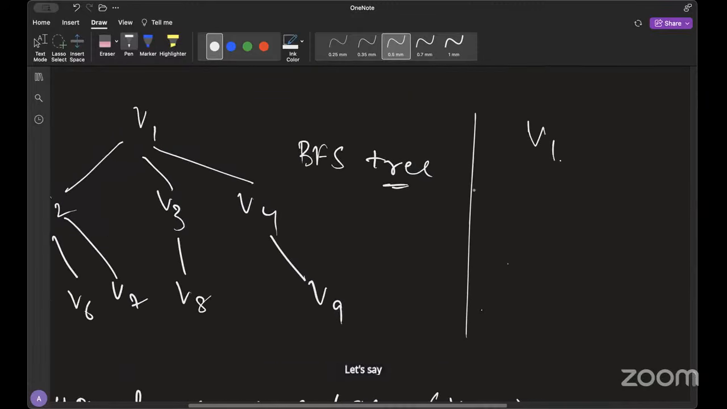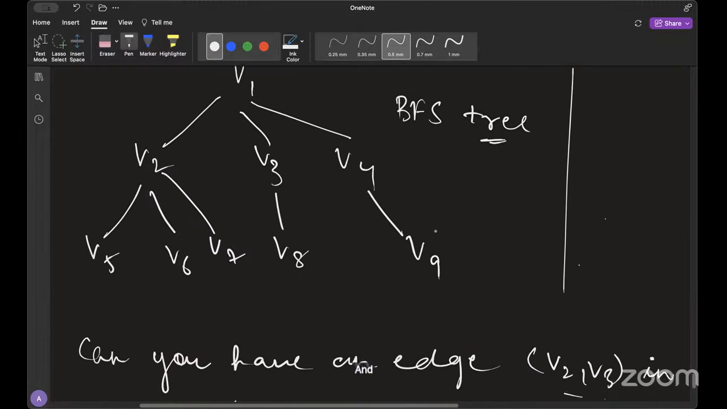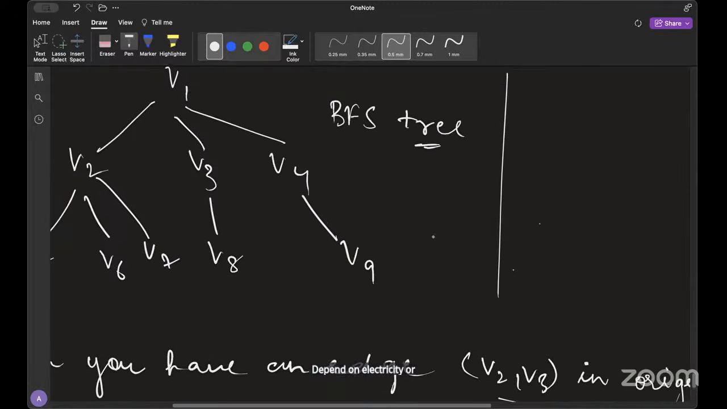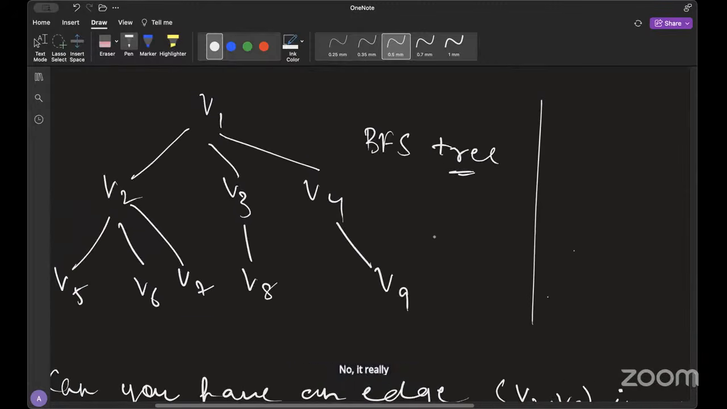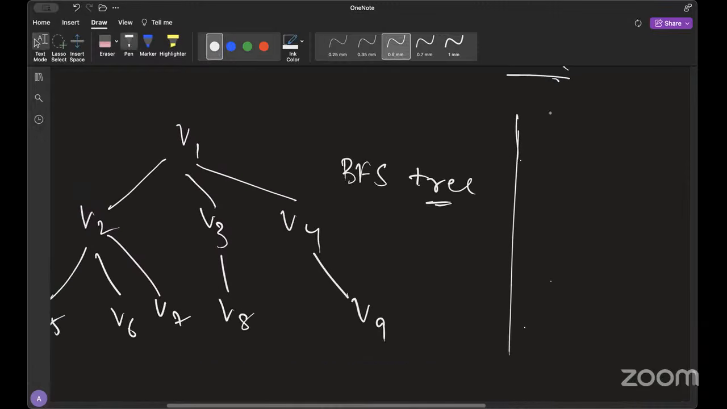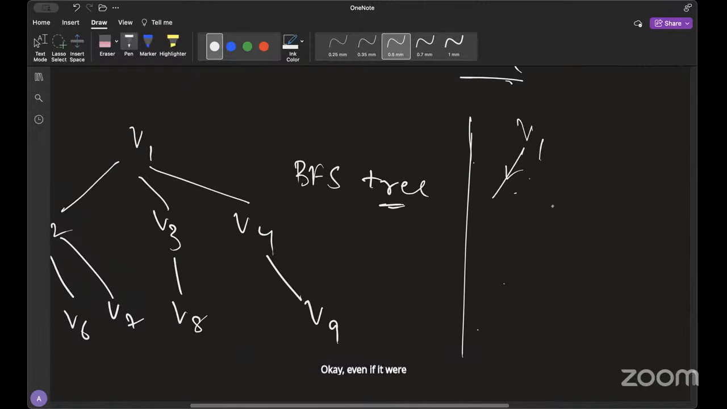Depends on whether you have a directed or undirected graph? No, it really does not depend on directed and undirected. The thing is, if you have this graph, let's not go very far. Let's say you have this. Even if it were directed or undirected, we'll take both one by one.